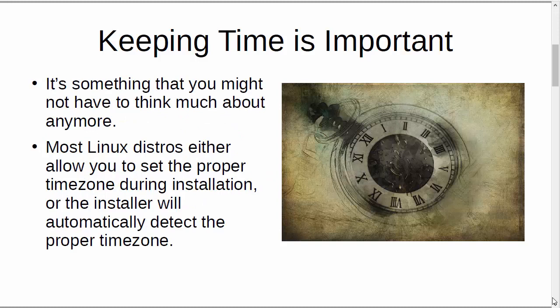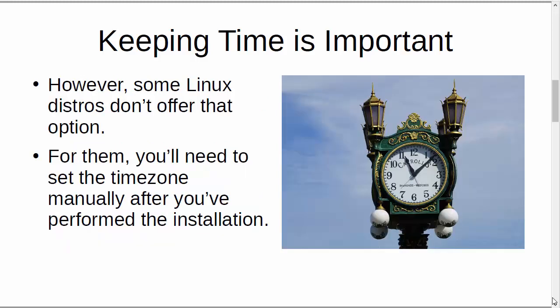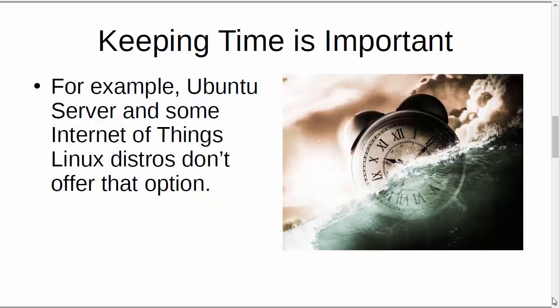Now, keeping time is not something that you might have to think much about anymore, because most Linux distros now, when you install them, either allow you to set the proper time zone during the installation, or the operating system installer will automatically detect the proper time zone for you and will automatically set your Linux installation to that time zone. But some Linux distros don't offer that option. For them, you'll need to set the time zone manually after you've performed the installation. For example, Ubuntu Server and some of the Linux distros for the Internet of Things don't offer that option.